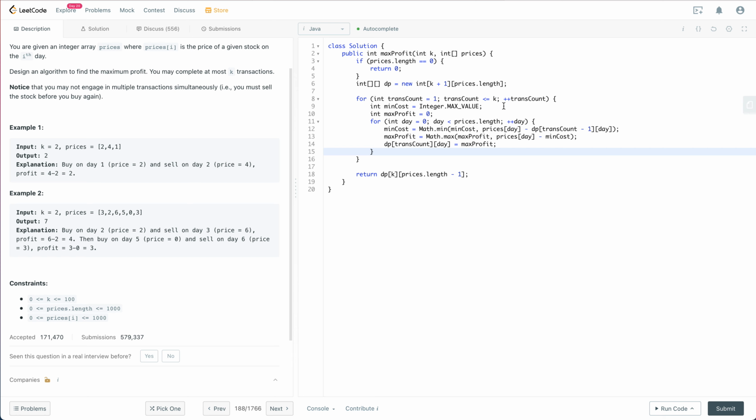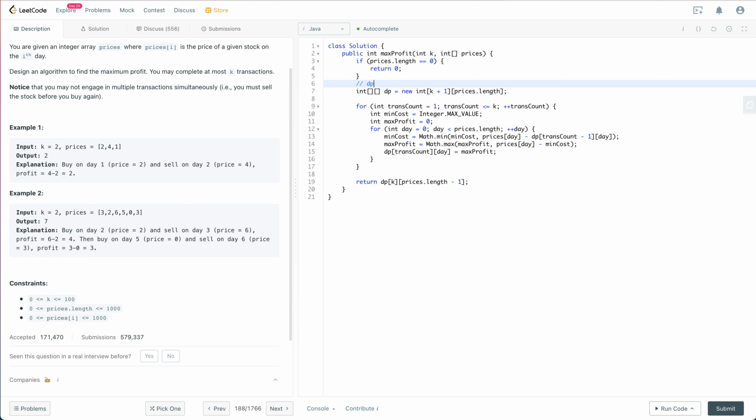So let's go through the solution and this piece of code together. We are going to use dynamic programming to solve this problem. Initially, if prices.length is equal to 0, then we are going to return 0. So for this dp 2D matrix, let's say dp[transaction count][day], this is the day.